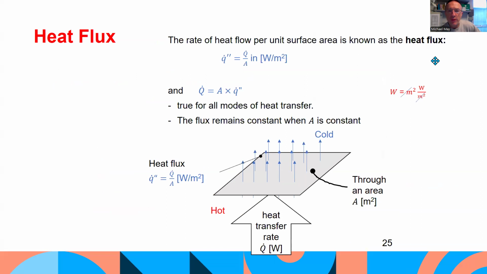So the rate of heat flow per unit surface area is known as the heat flux. So if we don't know the area, or we don't want to necessarily express it in terms of area, we can use the heat flux, which is represented by a small q with a dot and a double prime symbol. It's basically the large q dot divided by area. So we get it not expressed in watts, but now expressed in watts per meter squared. And it's true for all modes of heat transfer.